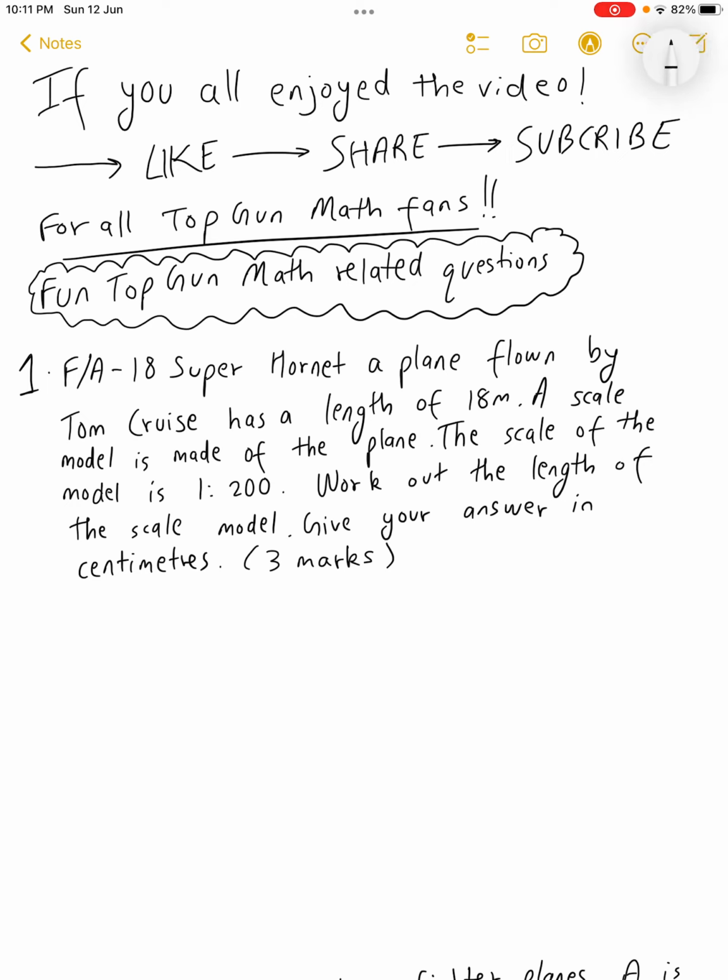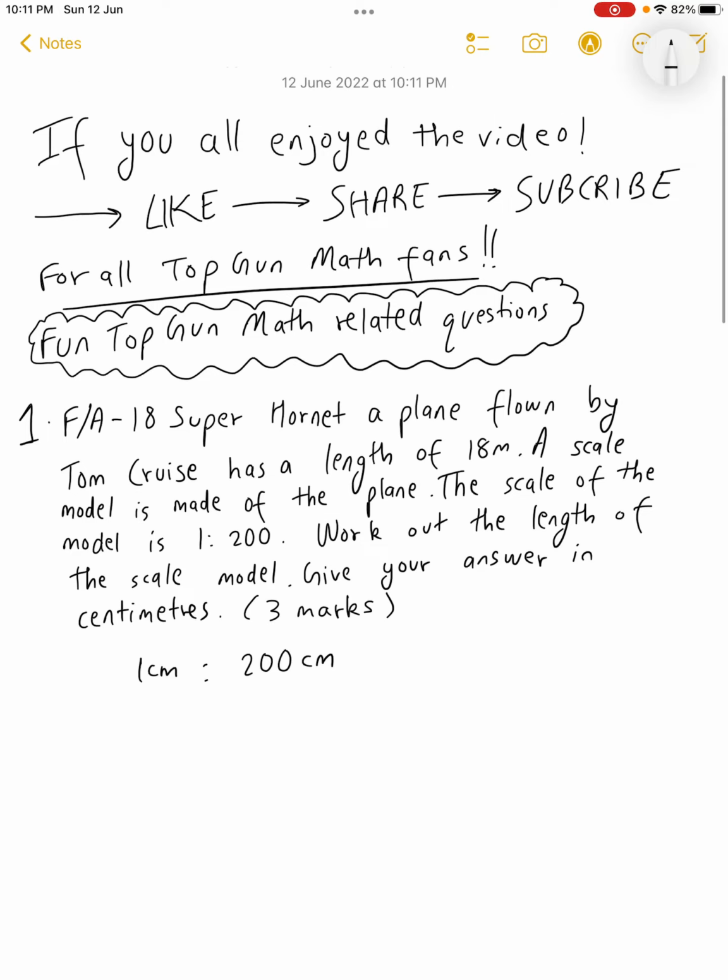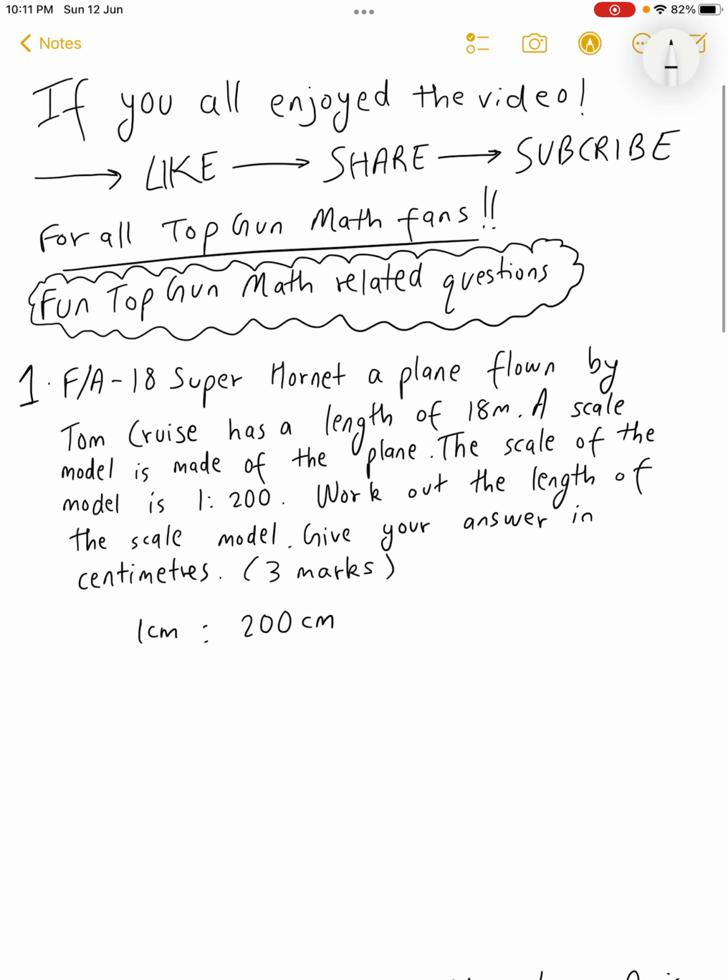Now, in order to do this, you have to understand the scale of the model that is given. So we know that this is 1 centimeter to 200 centimeters, all right? So this 1 to 200 ratio means 1 centimeter to 200 centimeters. Alright, so we know that's 200 centimeters.